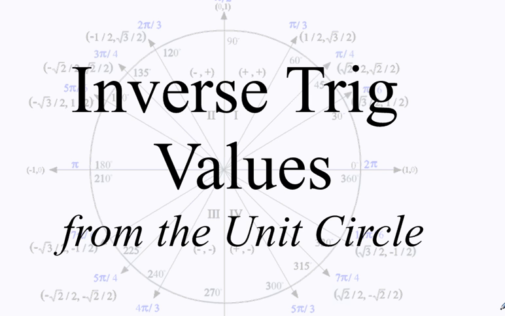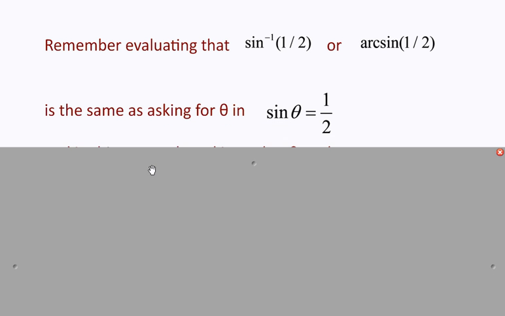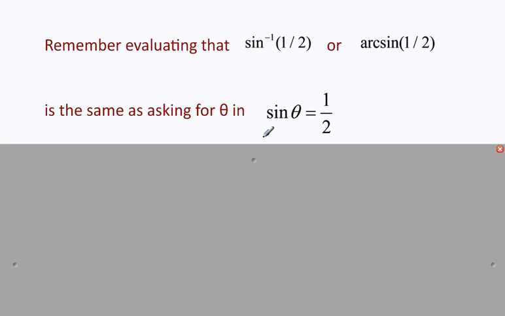In this video, we're going to review strategies for finding inverse trig values from the unit circle. Problems in this section will often look something like this: inverse sine of 1/2 or arc sine 1/2. To us, those mean the same thing and they're interchangeable. Whenever we see a problem like that, we should be thinking in our head, when does sine of theta equal 1/2?